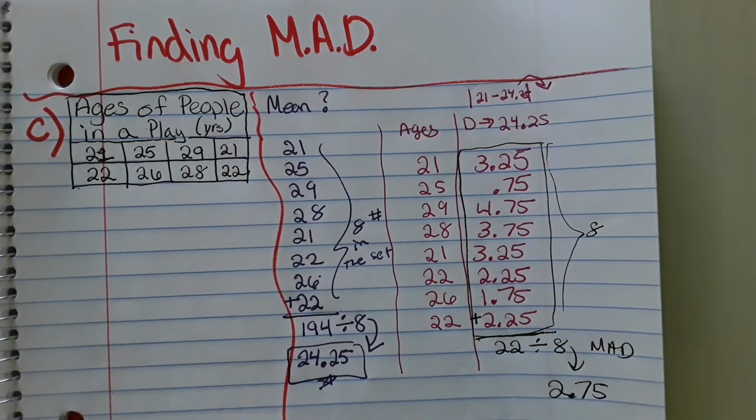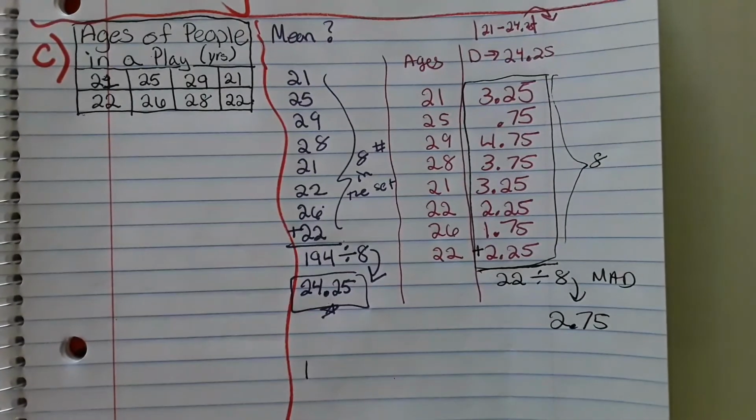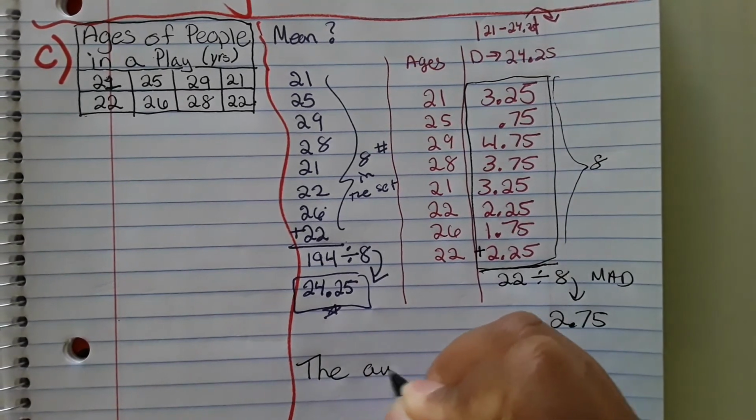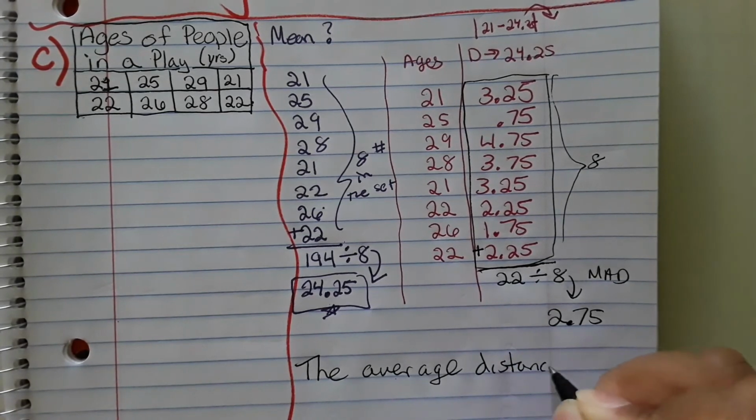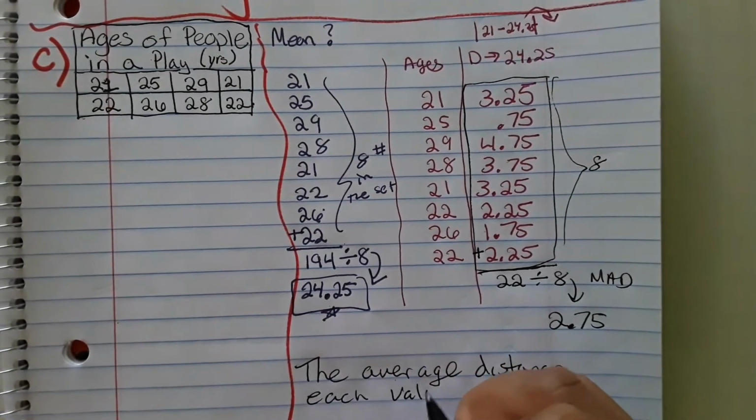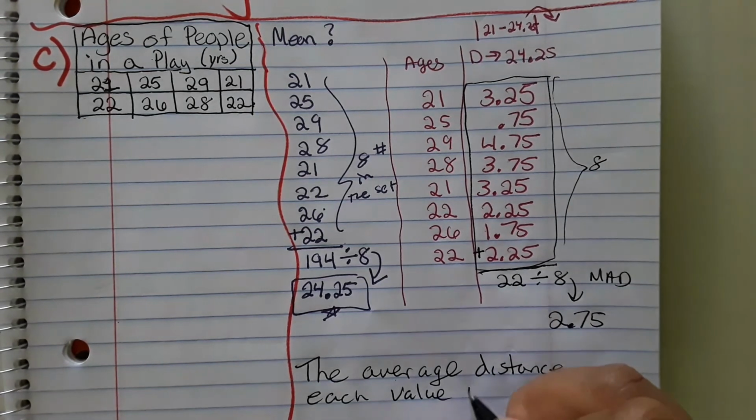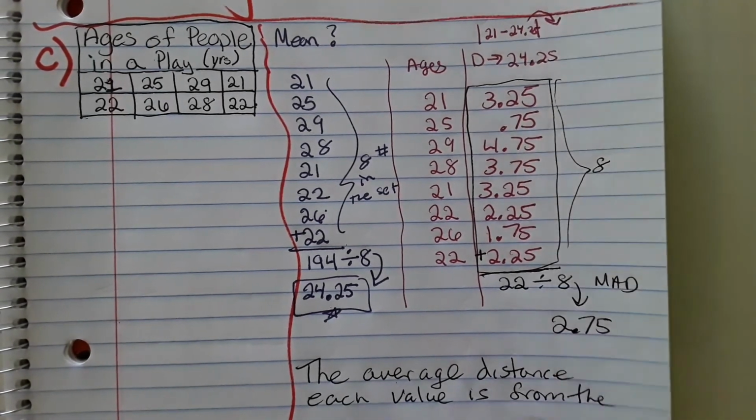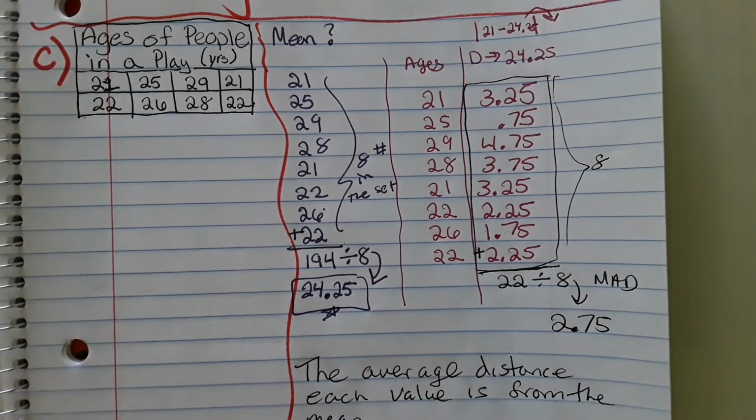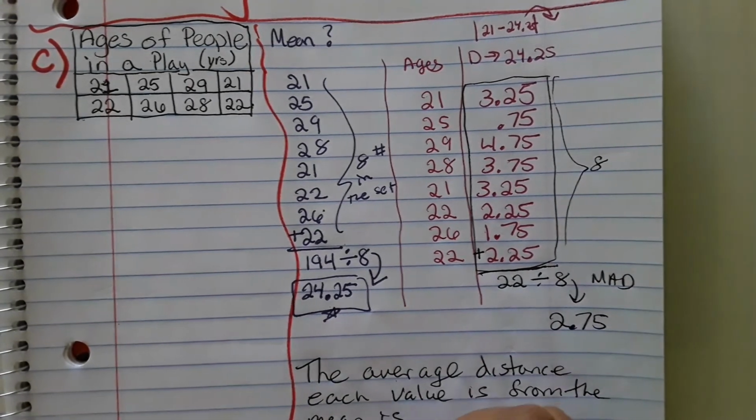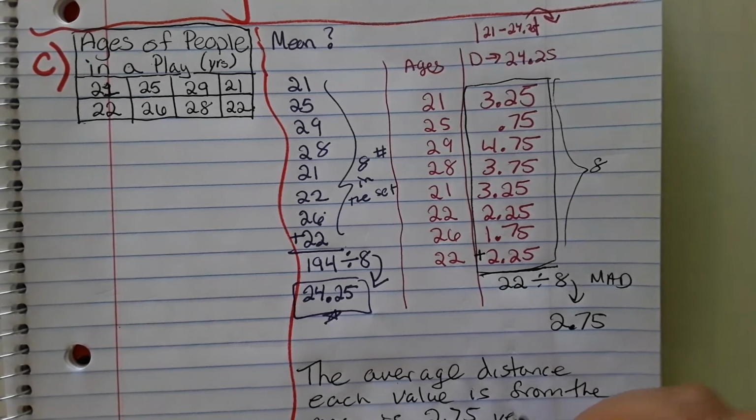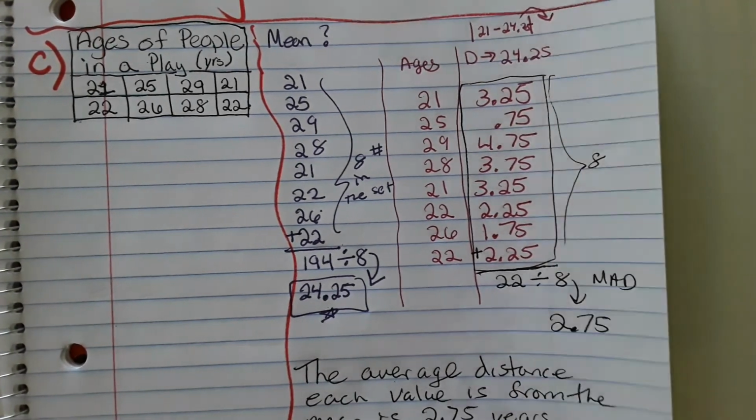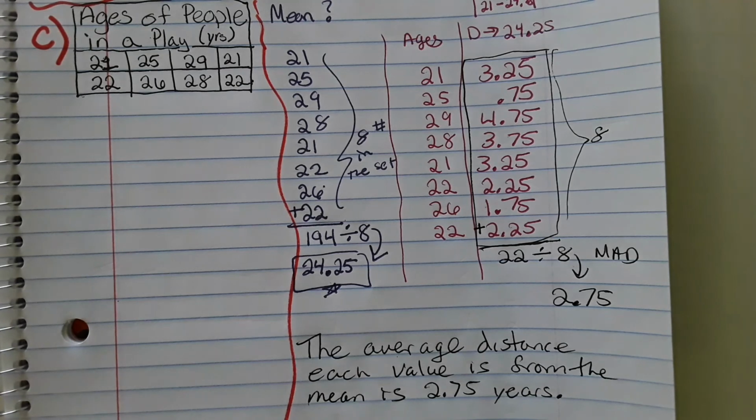So to interpret, we have the average distance each value is from the mean. We know our mean was 24 and 25 hundredths. So the distance away would have been 2 and 75 hundredths, and this is years. So we can put that in. And that, ladies and gentlemen, is how you find MAD, the mean absolute deviation.